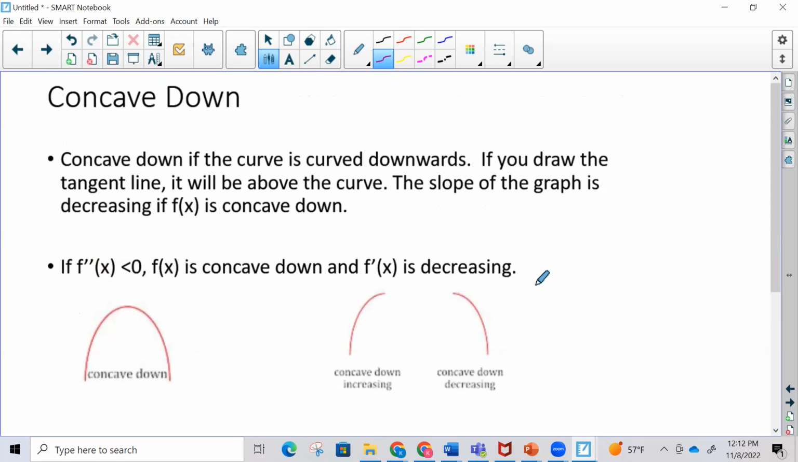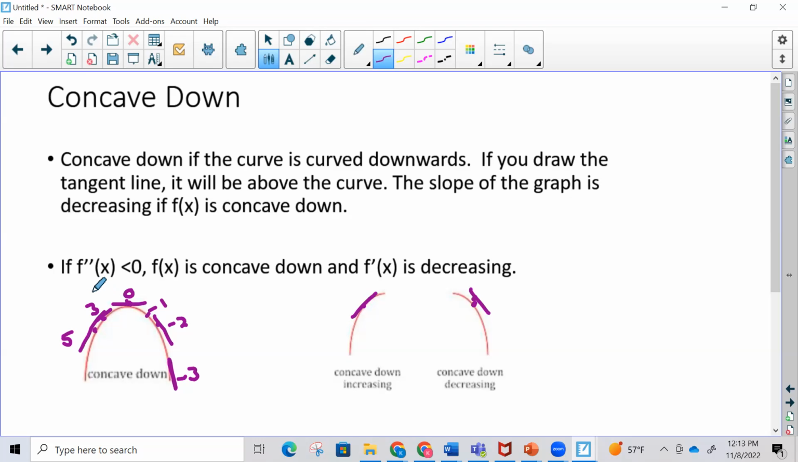Okay, so concave down is if it's curved downwards. If you draw the tangent line anywhere on these curves, it's going to fall above the curve. The slope of the graph is going to be decreasing if it's concave down. So again, the slope is very steep and it's a big positive number like 5. And then as we keep going, the slope is getting less and less till it gets to 0. And then it's going to get more and more negative. So like -1, -2, this is like -3. Again, we're talking about the slope, the steepness. And so the slope is always decreasing when it's concave down.